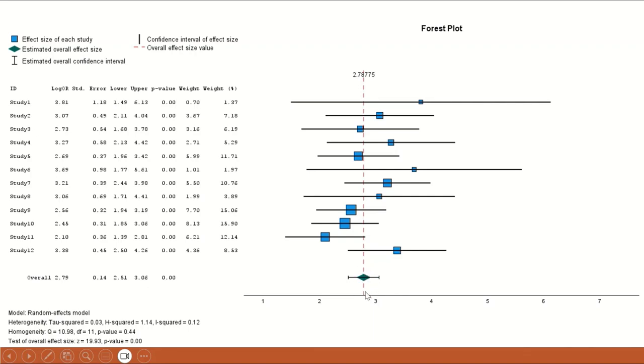The diamond shaped structure here is the overall odds ratio for the 12 studies, and as shown here, the overall odds ratio is 2.79, and a 95% confidence interval is also produced. The third section shows the overall result with the heterogeneity test, which examines the degree of variability among the results from those 12 studies, with an I-squared of 12%, which is a low level of heterogeneity, with a p-value greater than 0.05. Thus the odds ratio is used as an estimate of the effect size in performing meta-analysis for data that are binary.